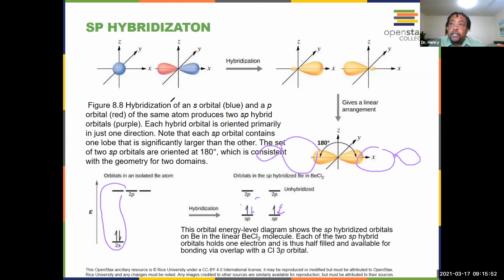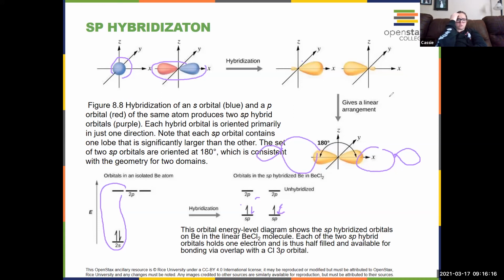Okay. So if we take a look up here, here's the S, here's the P, and then these are your SP hybrids. You kind of see how it's like a deflated balloon. Like, you made a balloon animal and you twist in the middle, then one side is really smaller than the other, and it deflates. Are you there with me, Cassie?